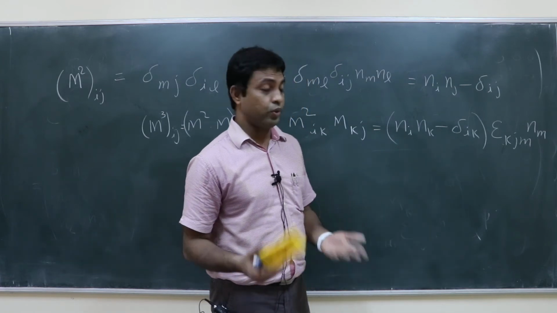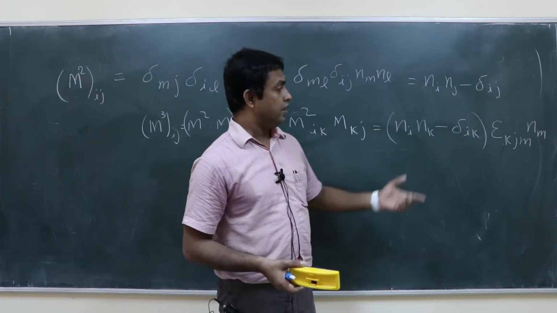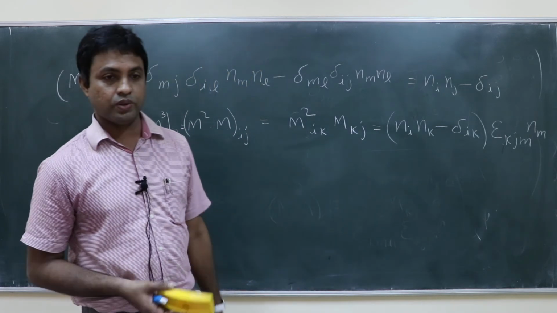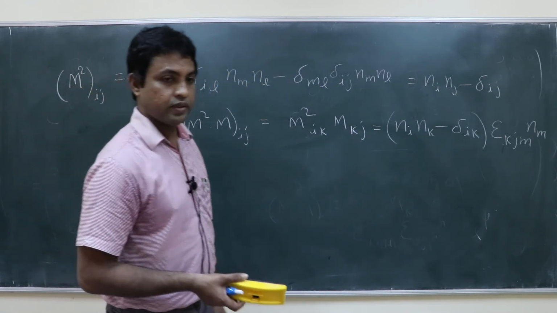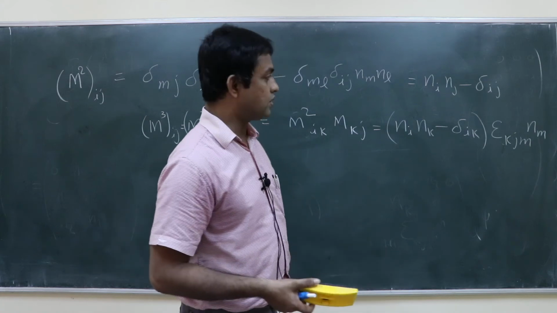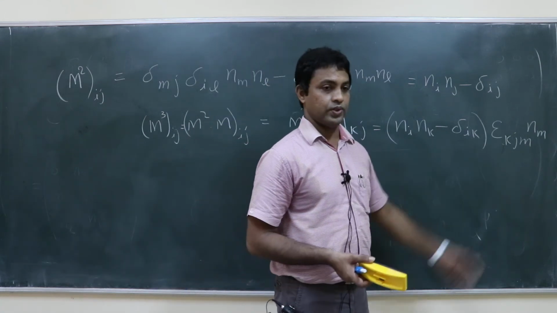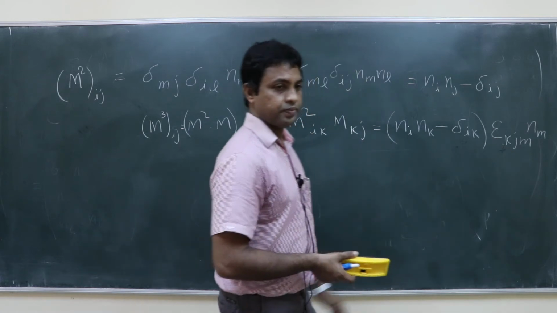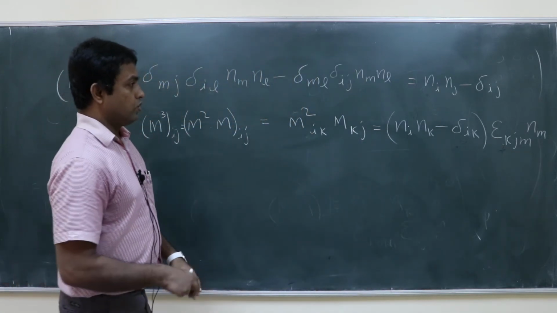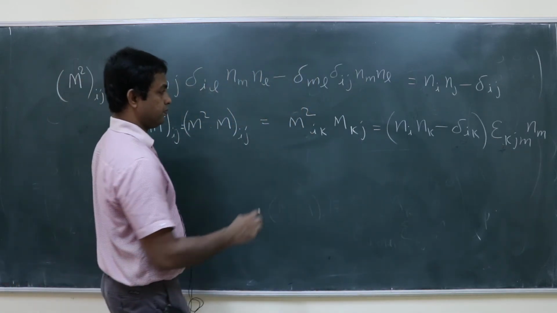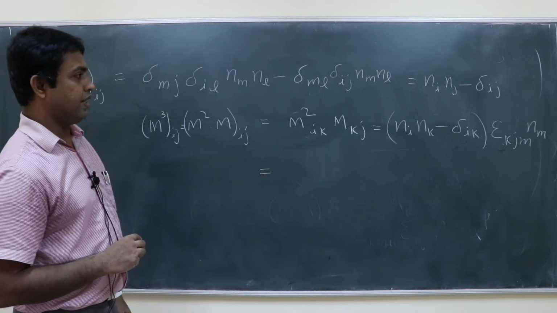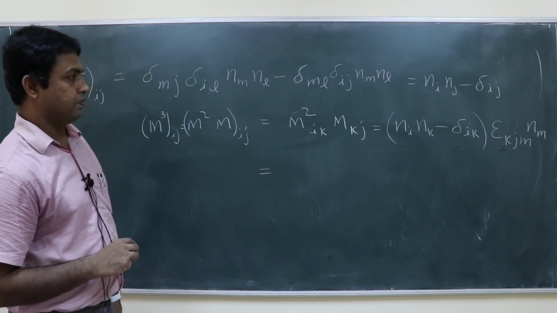So you can actually put it in another nice way. A product of a symmetric tensor with an antisymmetric tensor will always be 0. A product of a symmetric tensor with an antisymmetric tensor will always be 0. So this is a symmetric tensor, this is an antisymmetric one. So what is the answer? Epsilon_kjm n_i n_k n_m.